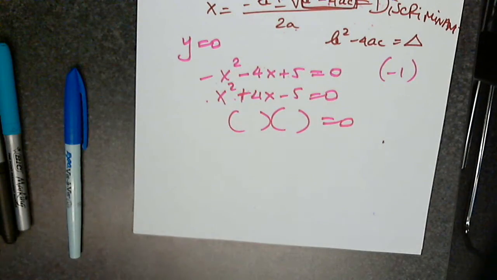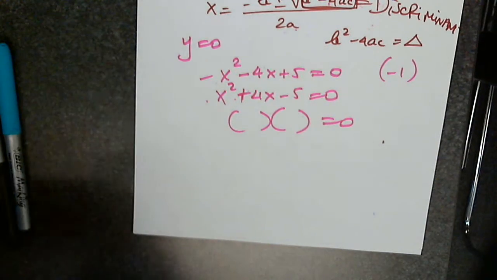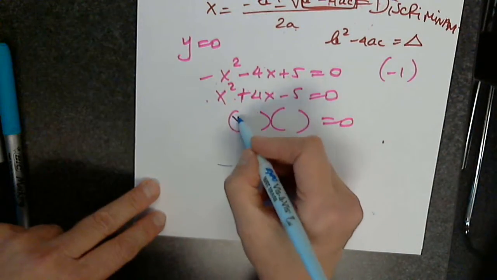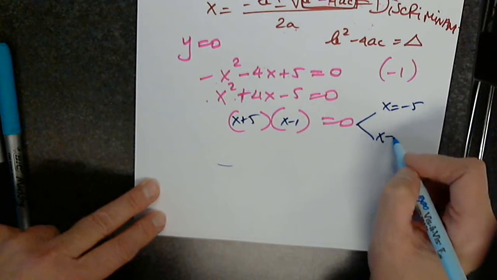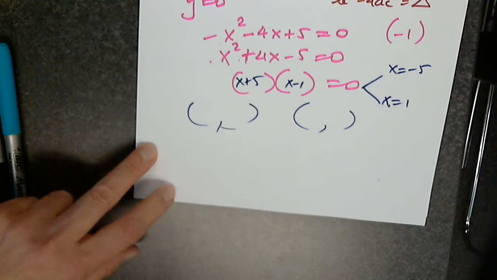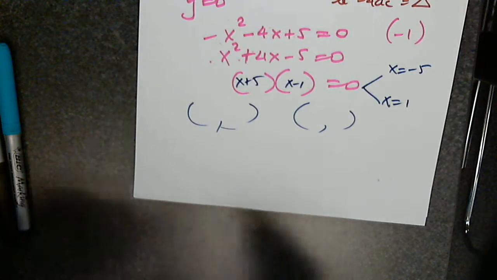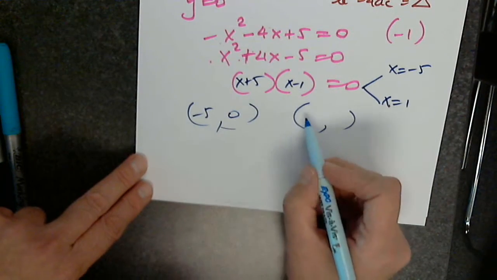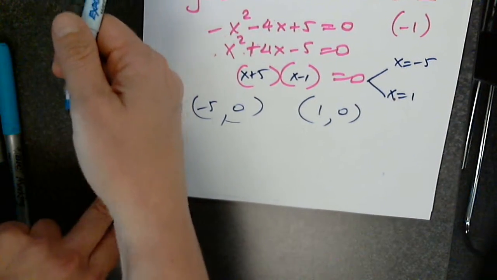Can I factor? Very good. So I get x plus 5 and x minus 1. I have 2 options, -5 and 1. So then what will be the x-intercepts in the ordered pair format? Very good. -5, 0 and 1, 0. I'm done with step 3.